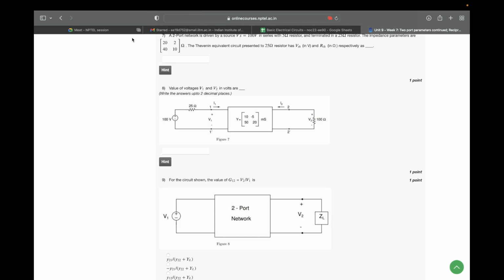Now, you need to take care of the directions. The screen is not visible. Screen is not visible. Oh, wait a second. Share that. Start. Just a minute. Okay.